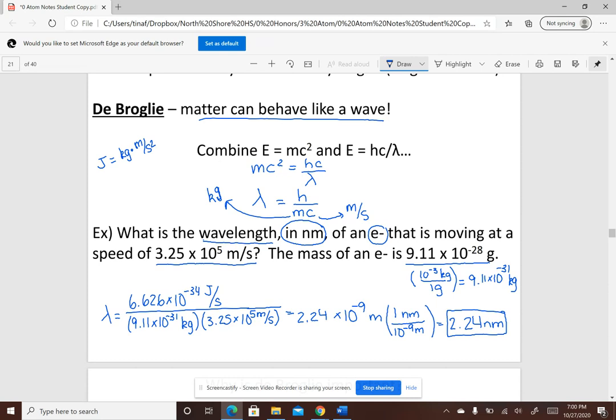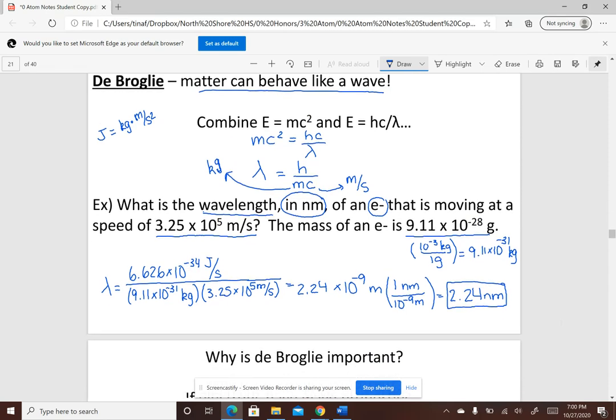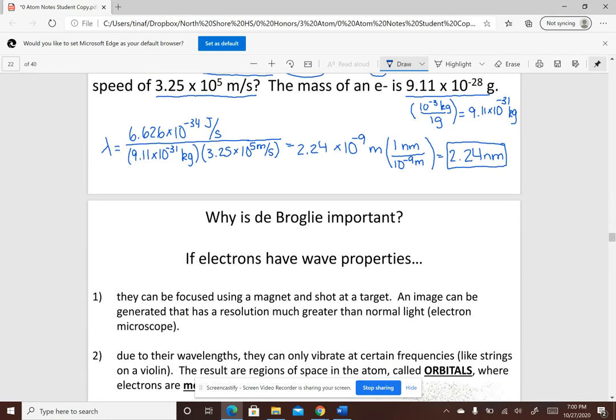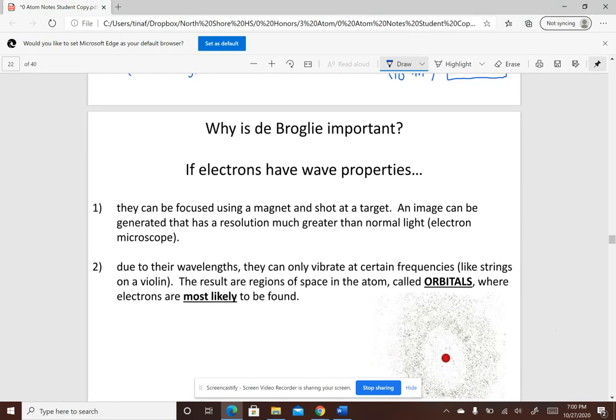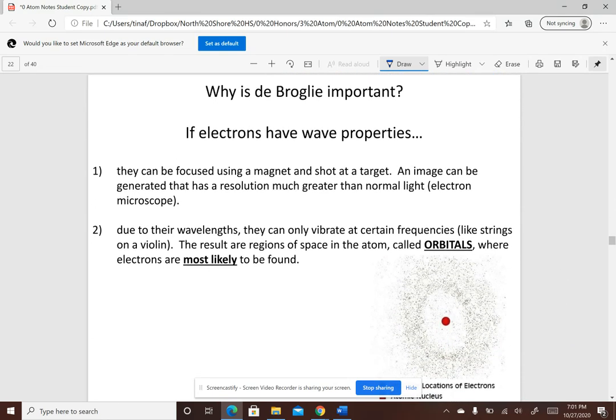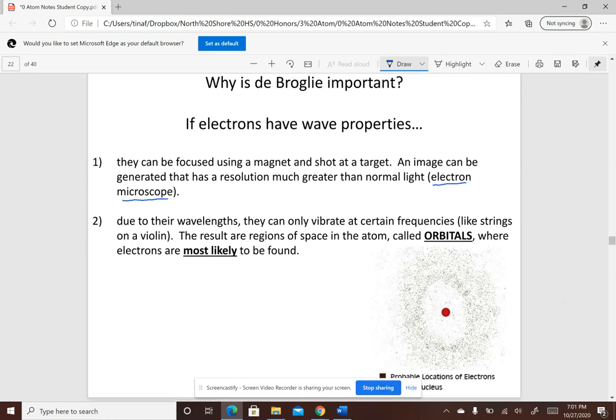Okay, so to talk about why this is all important, if electrons have wave properties, in electron microscopes, instead of using light to illuminate objects and see really small things, we use beams that come from electrons, and they have a much higher frequency, shorter wavelength, and we're able to see images that are a lot smaller. So that's pretty cool compared to a regular microscope.